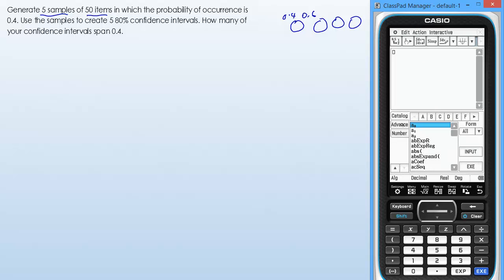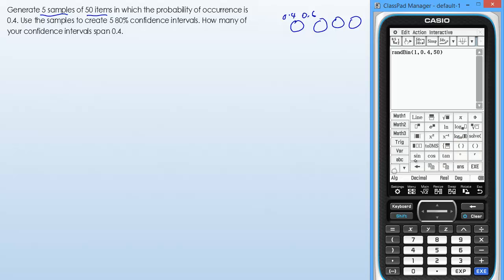In order to do that, I'm going to go to the catalogue and I'm going to use randbin. And so what do we want to do? We want to have 1, 0.4 and 50. So this is going to give us our first sample. To make it easier to work with in a minute, I'm going to save it in variable A.